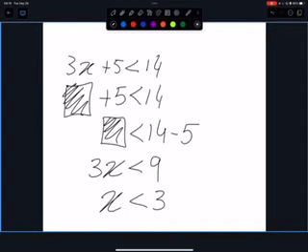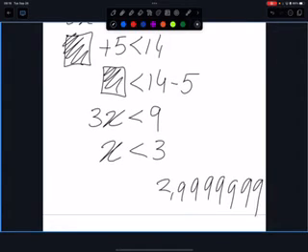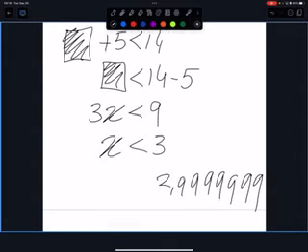So how do you say this answer? When x is less than 3. So if I place 2.99999, it's less than 14. All numbers less than 3, you make it the exact same way. It's just the way you say it that is different. 3x plus 5 is less than 14. So x has to be less than 3.